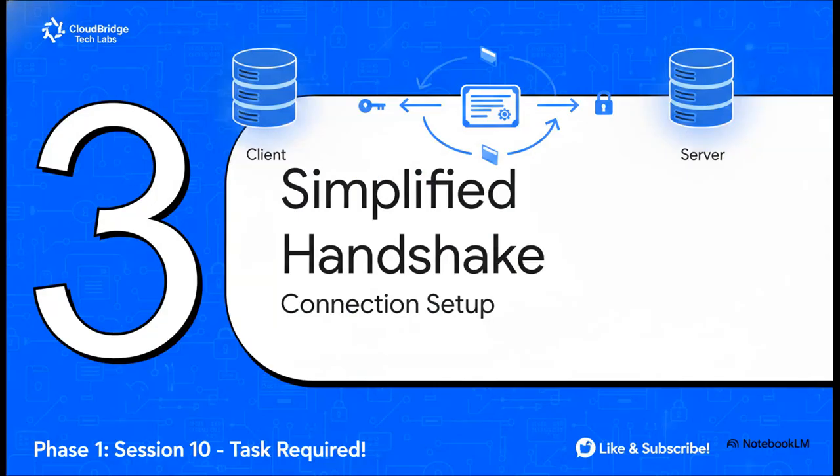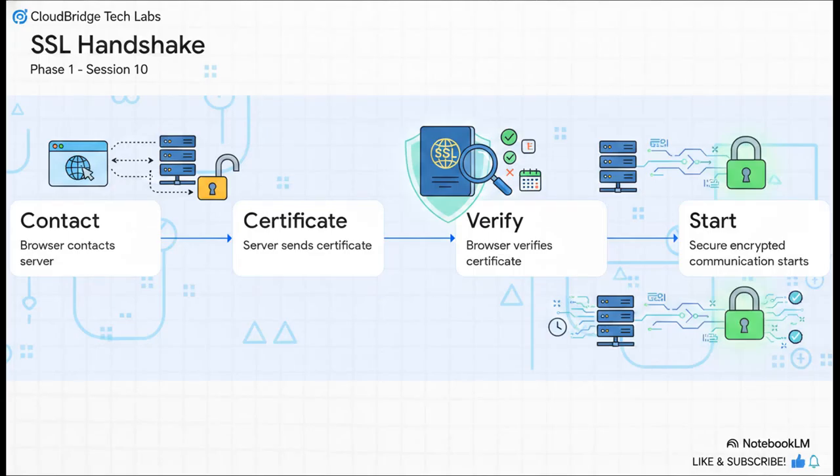Section 3, mechanics, the simplified SSL handshake. Let's see how this builds out practically. All right, let's walk through a day in the life of a secure packet. It basically happens in 4 simplified steps. Step 1, your browser reaches out, contacts the server, and basically says, hey, I want to set up a secure connection. Step 2, the server responds by sending back its SSL certificate, its digital passport, like we talked about earlier.